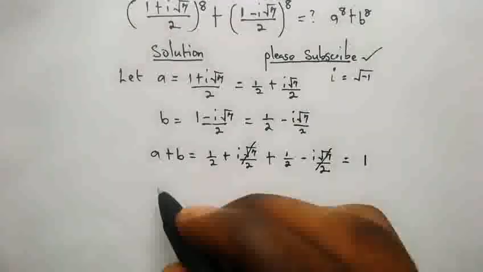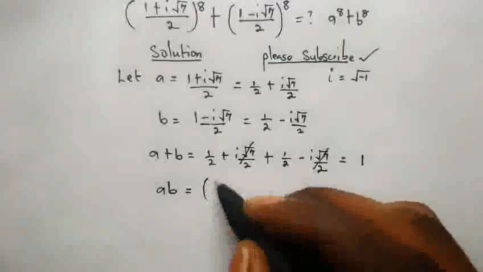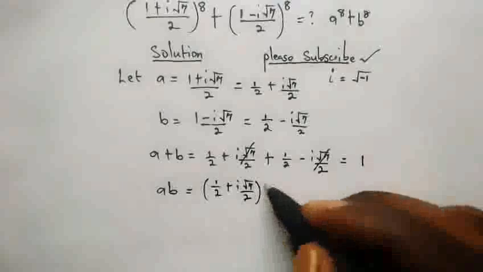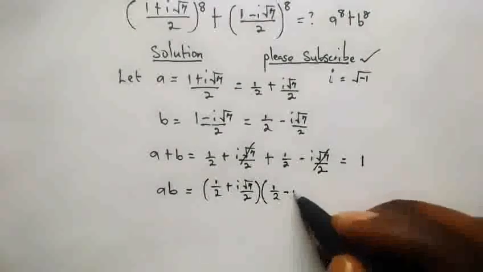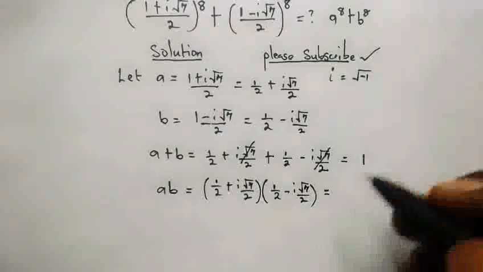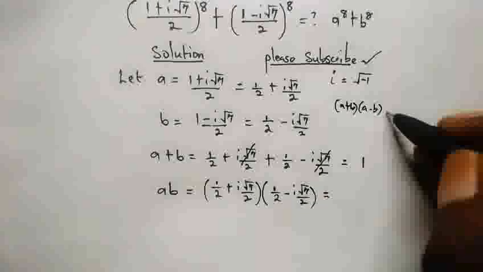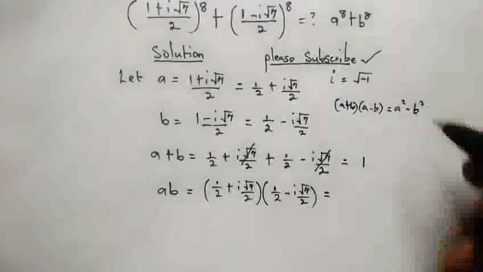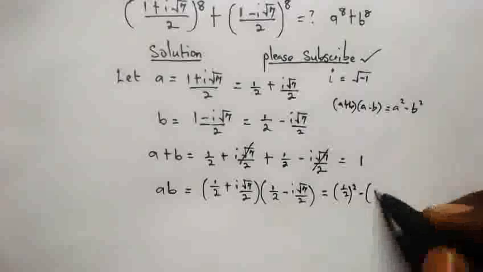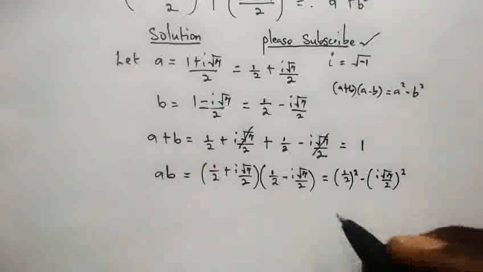Now let us find their product. Here we have A times B, which is the same as (1/2 + i√7/2) multiplied by (1/2 − i√7/2). If you make use of the difference of two squares formula, (a + b)(a − b) equals a² − b², this is going to be (1/2)² − (i√7/2)². So let us simplify this.